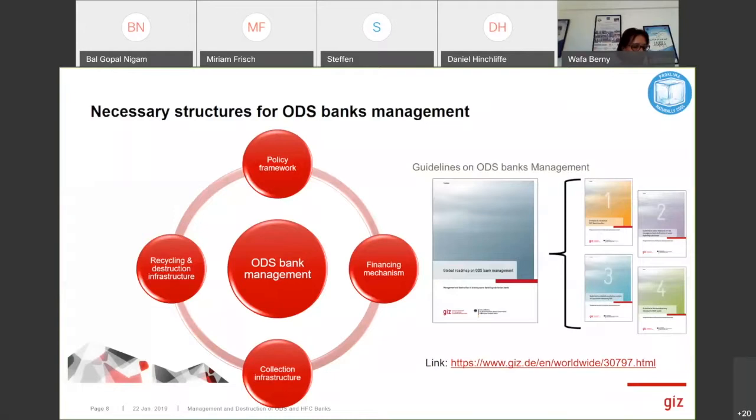Then there is also the financial part, which I mentioned as a barrier. Here there is some explanation on how to set up a sustainable financial mechanism. And then the collection mechanism, which is crucial because old cooling devices first have to be collected in order to ensure appropriate waste management. Here you have to establish a sector plan which defines the responsibilities of all the different involved players.